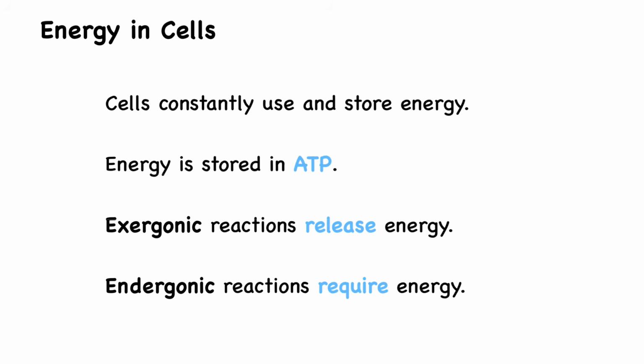All cellular work requires energy, and that energy is most commonly stored and transferred in the form of ATP, or adenosine triphosphate. Reactions that release energy are called exergonic reactions, while reactions that require an input of energy are endergonic reactions.